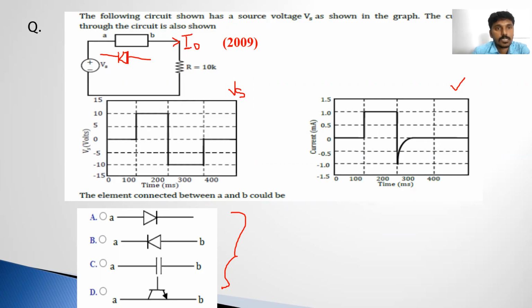Okay, I connected a reverse diode between points A and B. Does the diode turn on? Is there any chance of the diode turning on? No. Clear? So B is the wrong answer. If the diode is not turned on, it will act as an open circuit, so no current is flowing through the load circuit, so we are not getting the output current, so we will not get this output waveform. So B is the wrong answer.